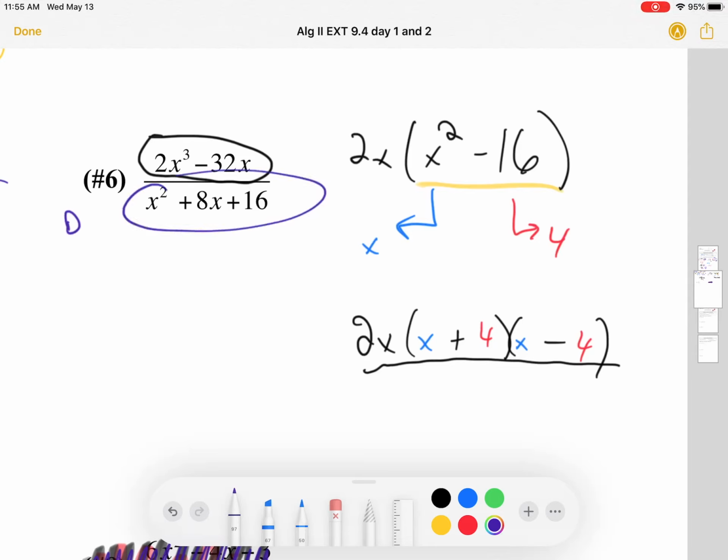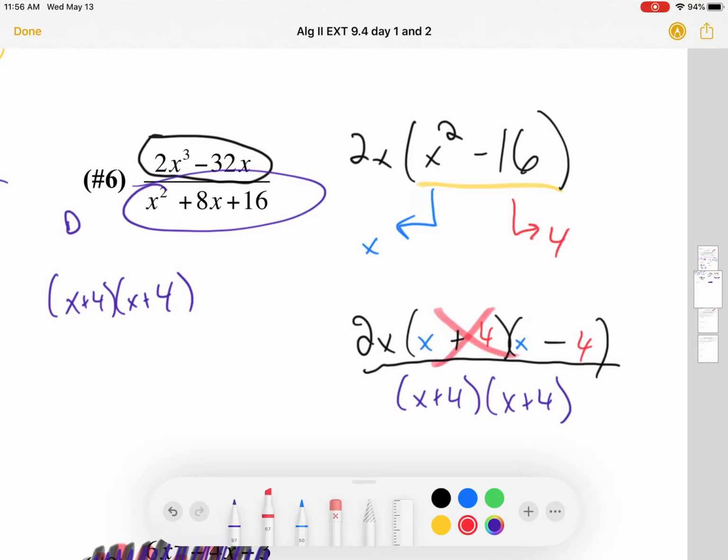Okay, now let's do the denominator, the bottom part. X squared plus 8x plus 16. Okay, so what are numbers that multiply to 16 and add to 8? Well, 4 and 4. So this is x plus 4 times x plus 4. 4 times 4 is 16. 4 plus 4 is 8. So I'm going to write x plus 4 and x plus 4 on bottom. And oh boy, look at that. Now what happens?